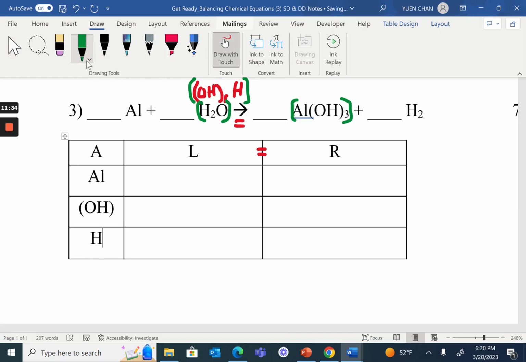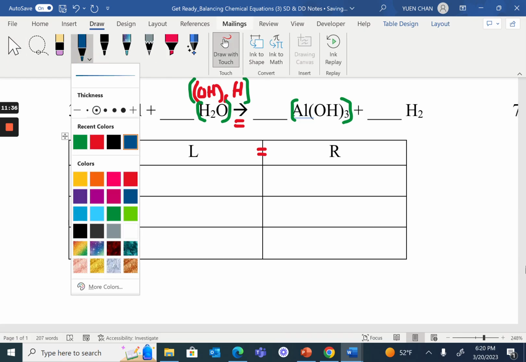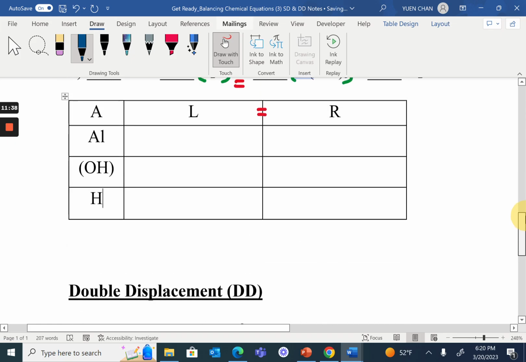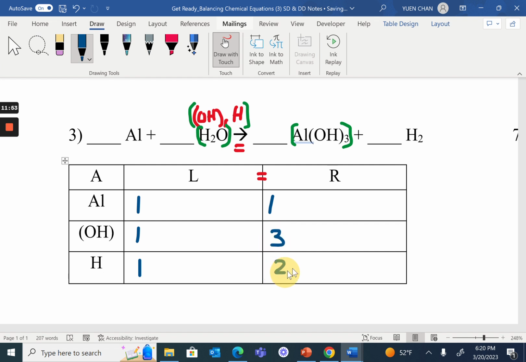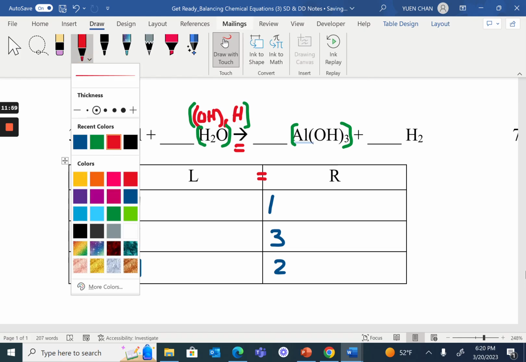Okay, so I'm going to start to do the numbers. On the left-hand side, I got 1 Al, 1 OH, and then 1 H. On my right-hand side, I got 1 Al, 3 OH, and then 2 H. So the Al is balanced, but the others are not balanced.